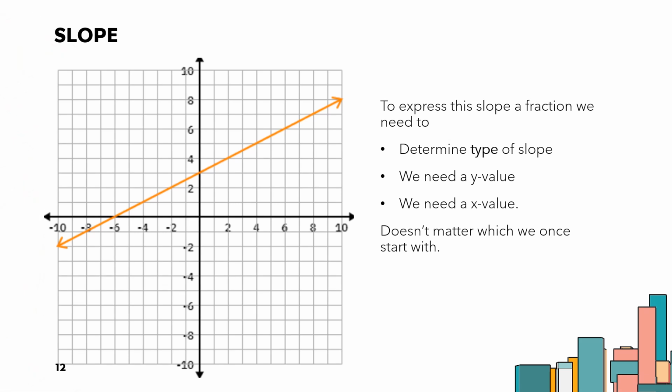So to express this slope as a fraction, we need to determine the type of slope. So is it increasing, decreasing, zero, or undefined? And we need a y value, then you need an x value. It doesn't matter which one you start with. So pick a y value, pick an x value, and I'll meet you on the next slide.